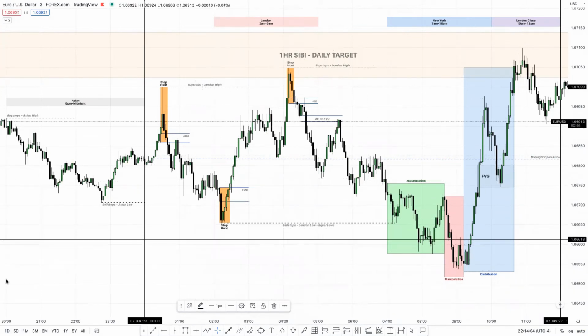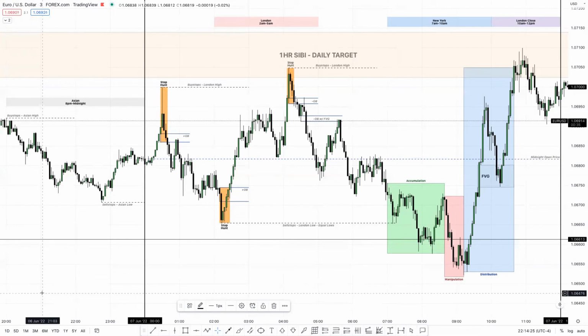When you look at this chart, there's only 4 things I want you to focus on. Number 1, the buy stops. Look at all the buy stops. You have your Asian buy stops, your London buy stops, and then your New York, which targets all the buy stops, right?